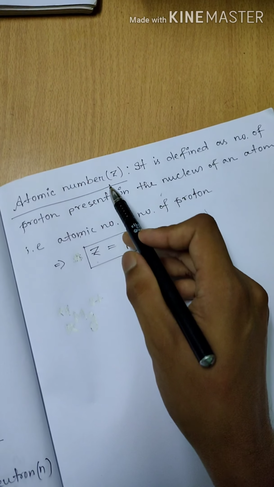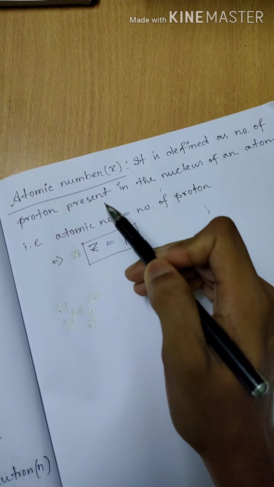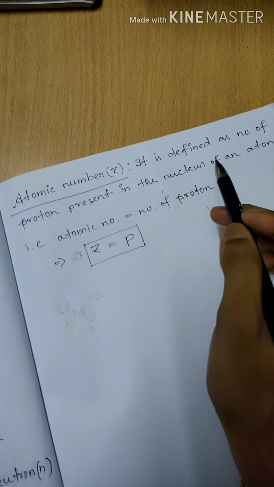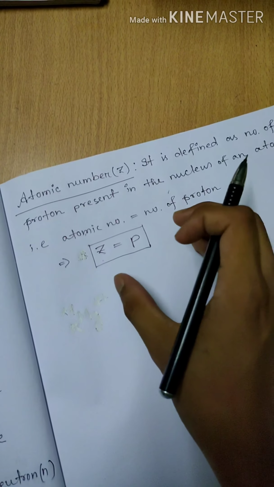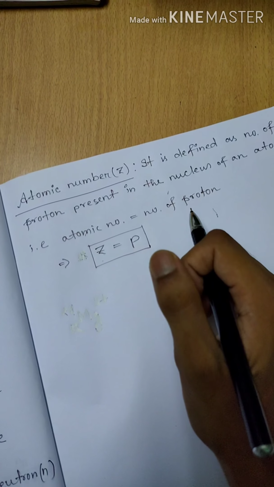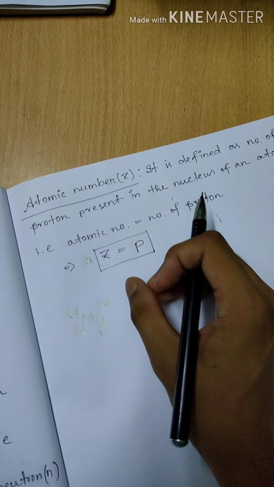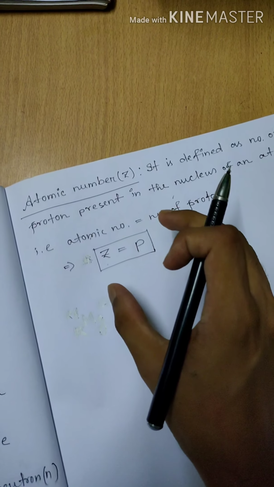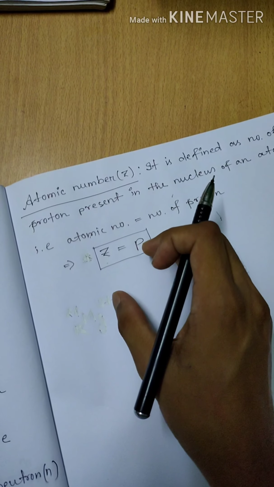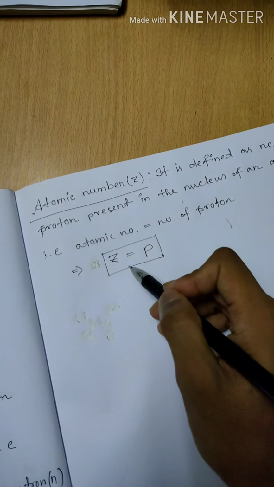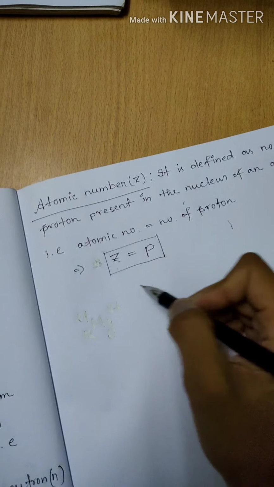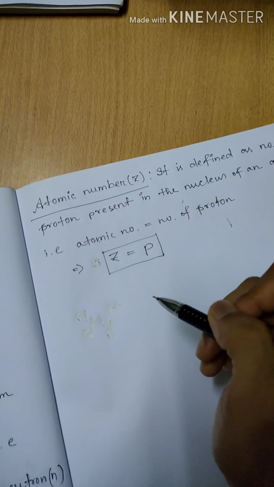Atomic number can be represented by the symbol Z. It is defined as the number of protons present in the nucleus of an atom. It means how many protons are present in the nucleus of any atom, that will be the atomic number of that atom. So atomic number is equal to the number of protons. Z is equal to P, where Z is atomic number and P is number of protons.